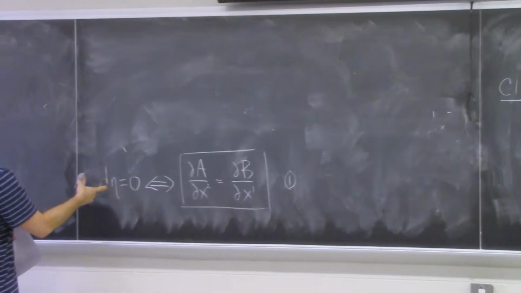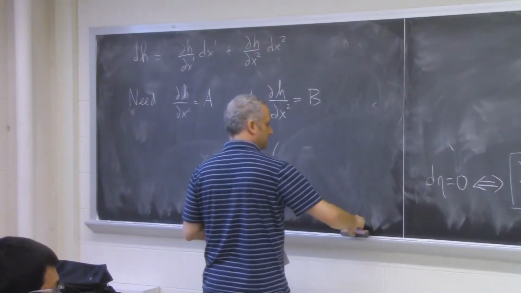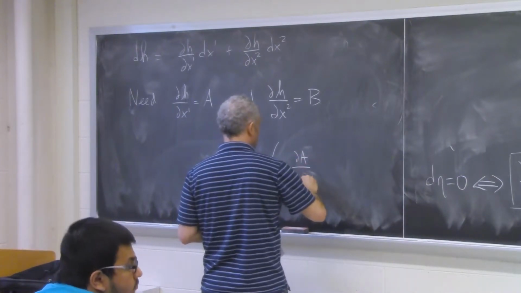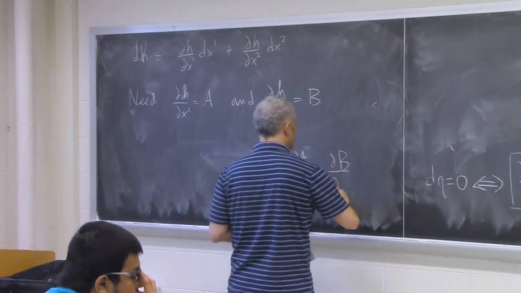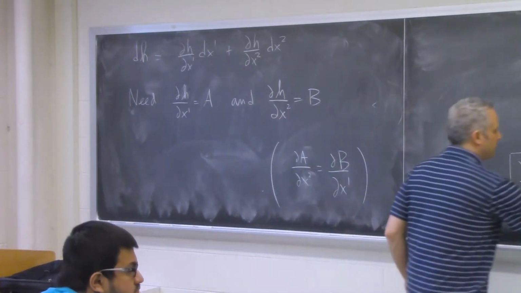OK, we have this to work with. Let's put it over here. So recall that we have the partial derivative of a with respect to x2 is equal to the partial derivative of big B with respect to x1. All right.